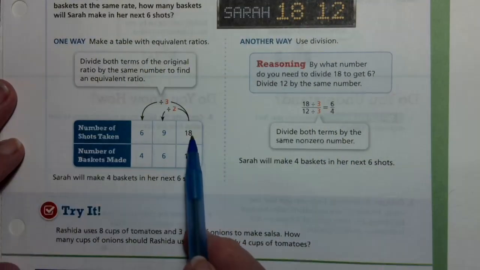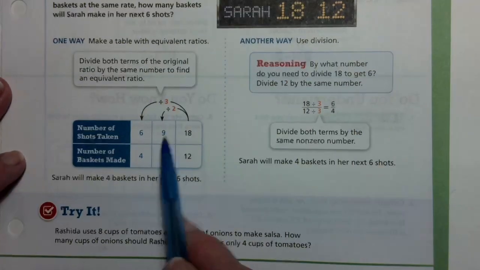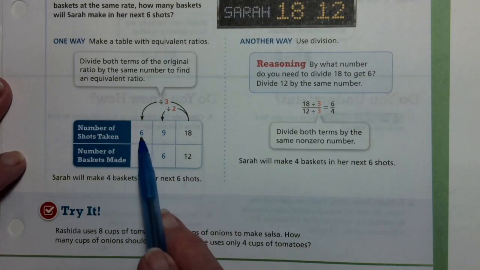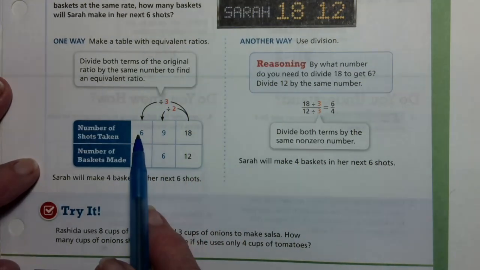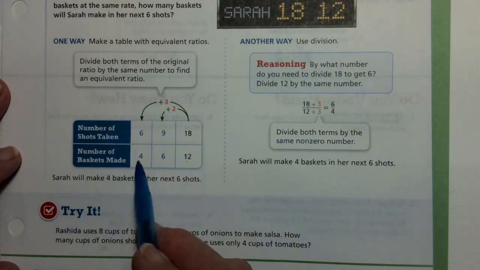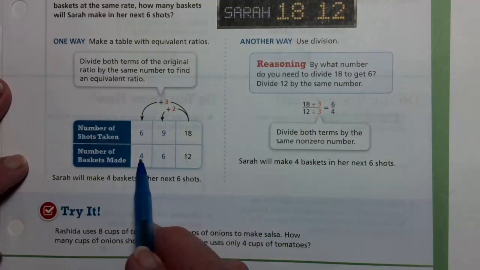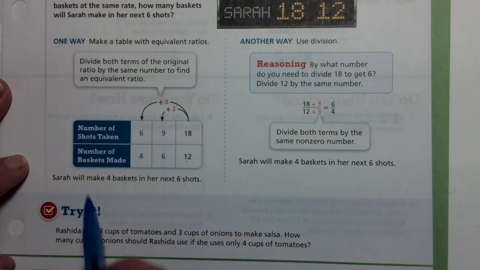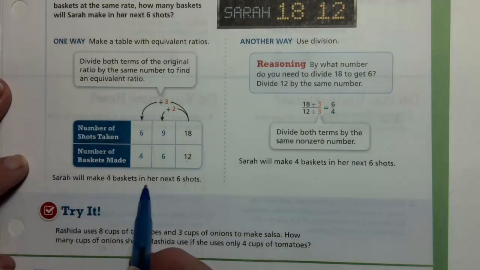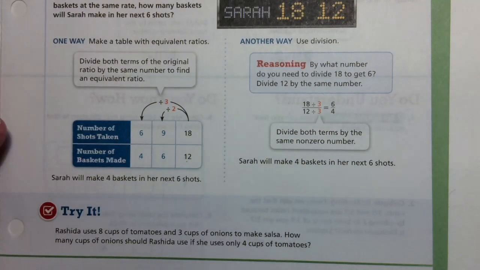So if I divide 18 by 2, I get 9. If I divide 18 by 3, I get 6. So there's the 6 shots we wanted. So now we got to come down here and say 12 divided by 3 would give me 4. So when she takes 6 shots, she's likely to make 4 of them. So Sarah will make 4 baskets in her next 6 shots if she continues at the same rate.